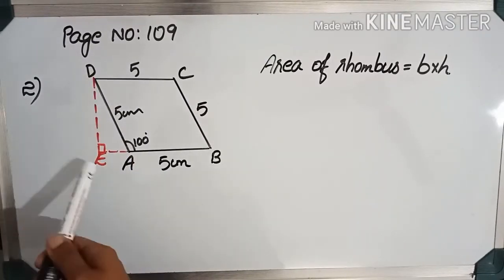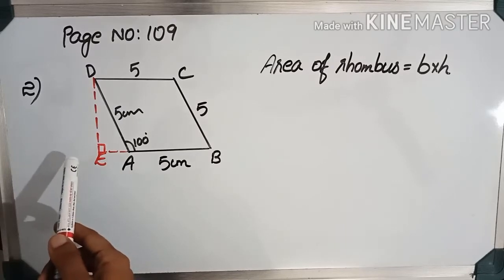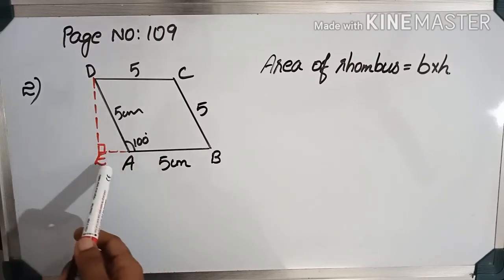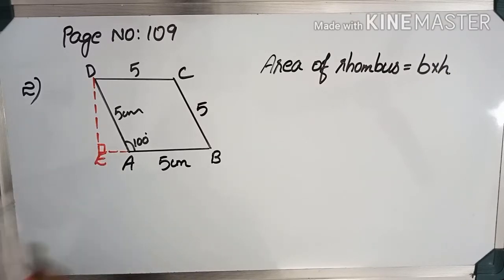DE is the height here. Now we have to find this DE. But in order to find DE, we need a right triangle. The right triangle we already got, that is DEA, with 90 degrees here. But we need at least one angle other than 90 degrees. How can we find that?